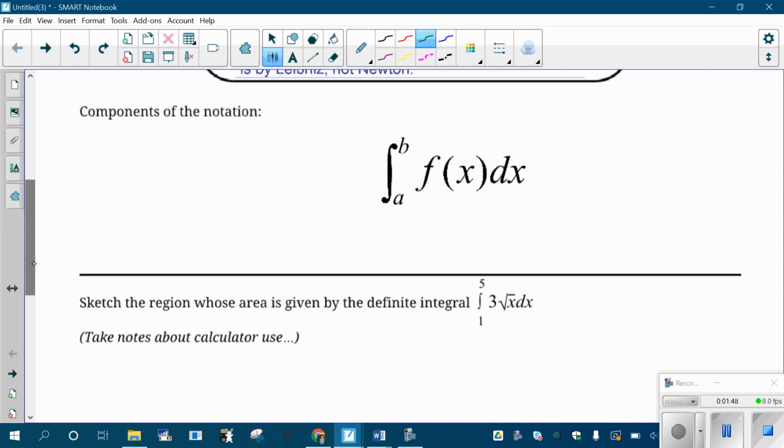Just so we're clear, there's a lower bound, there's an upper bound. These are x values. In the area under the curve of, this is the function. This is what that delta x changes into.